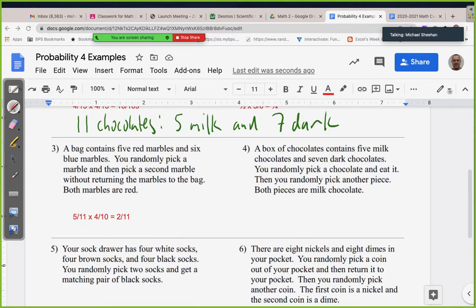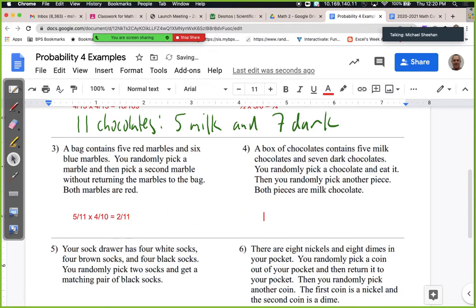All right, I randomly pick a chocolate and eat it. Then I randomly pick another piece. And it does not say I put the first one back. If you don't put the first one back, then you have what's called dependent events. Your chances of what you get the second time depends on what you got the first time. So I want to get both pieces milk chocolate.